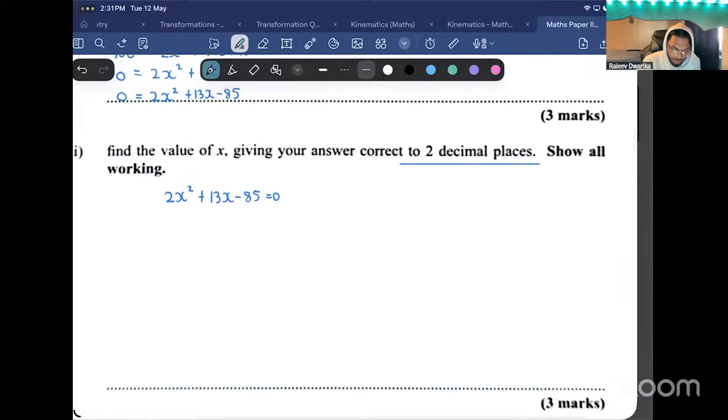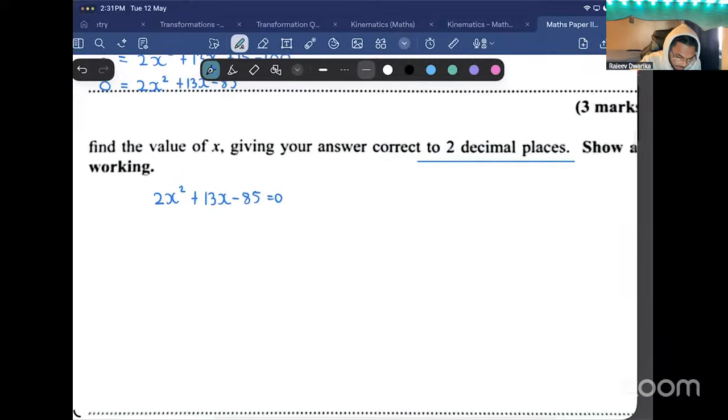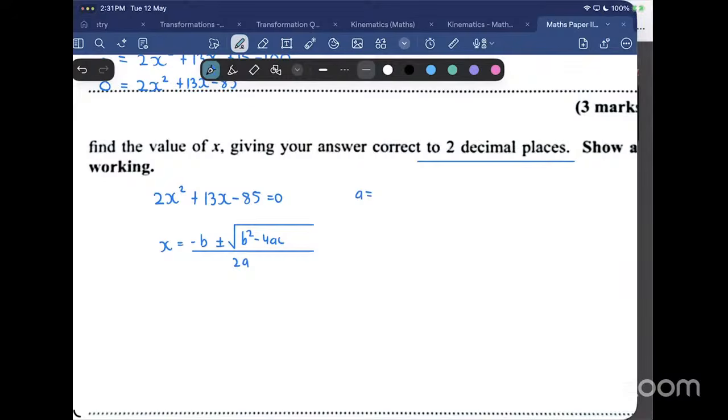We have to use the quadratic formula. So x would be equal to negative b plus or minus the square root of b squared minus 4ac, all over 2a. Can anybody tell me what a, b, and c are quickly? A is 2, B is 13, and C is negative 85.